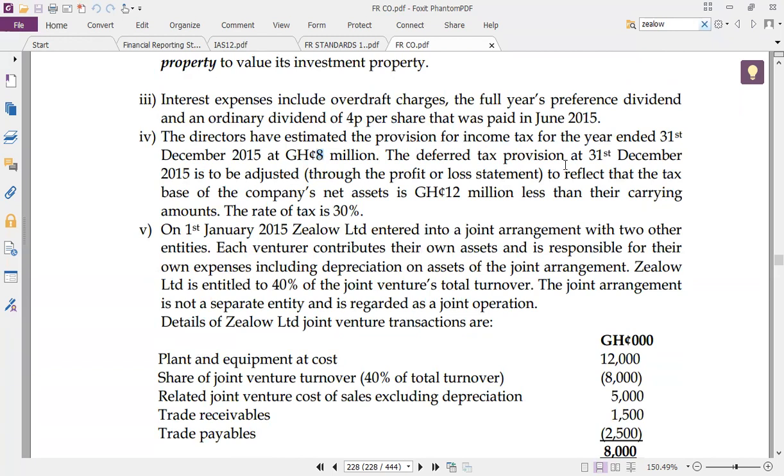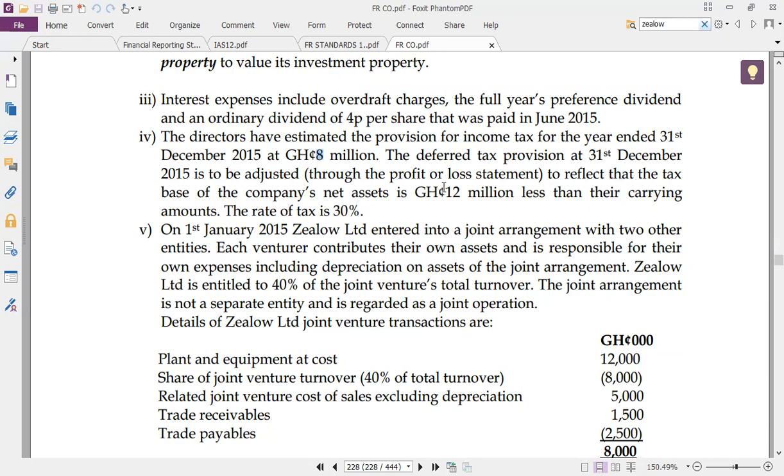The deferred tax provision as at 31st December is to be adjusted through profit and loss to reflect the tax base of a company's net assets. To reflect that the tax base of the company's net asset is 12 million less than the current amount, and the tax rate is what? 30%. So how do you treat this?